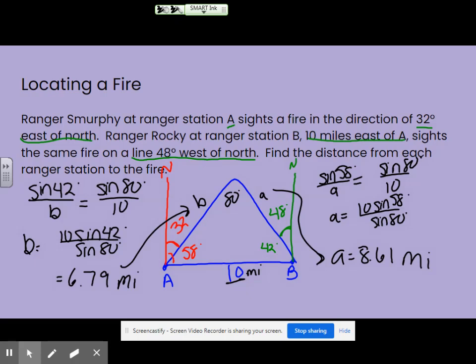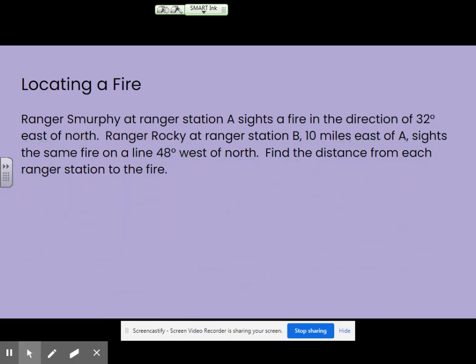Doing all of this, I figure out that Ranger Smurfy is almost exactly 2 miles closer than Ranger Rocky is. So that means Smurfy is going to handle the fire first. I'll let you just take a second, pause if you need to.